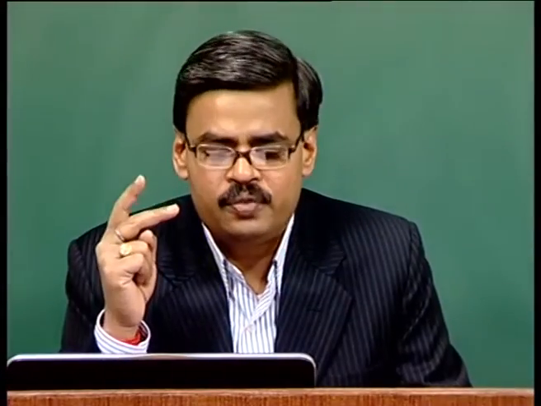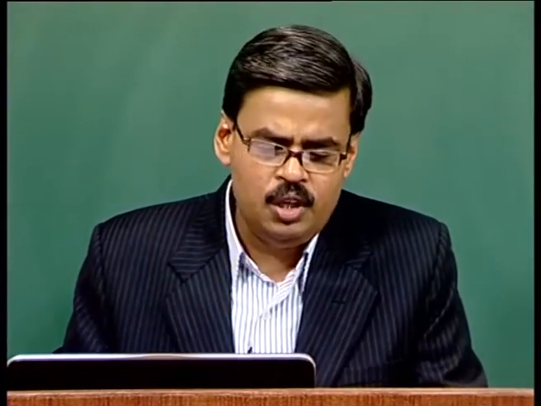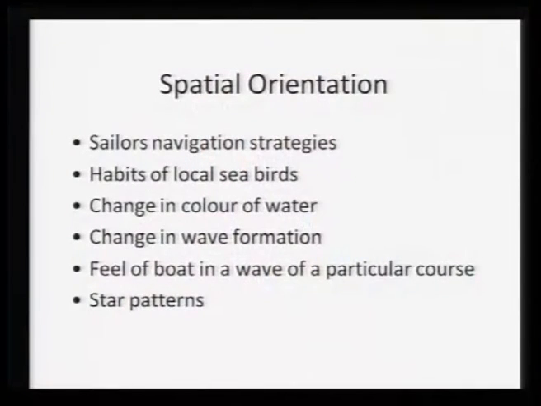They are even able to make a distinction in terms of the color of the sea water. Okay. So, you have a greenish tint, you have a bluish tint. Depending on the color of the sea water, you can very easily understand where you are or how far you are from the shore. When you look at the changes in the wave formation, they can feel the boat in a wave of a particular course. They can very easily understand how far they are from the shore or where they are spatially located.